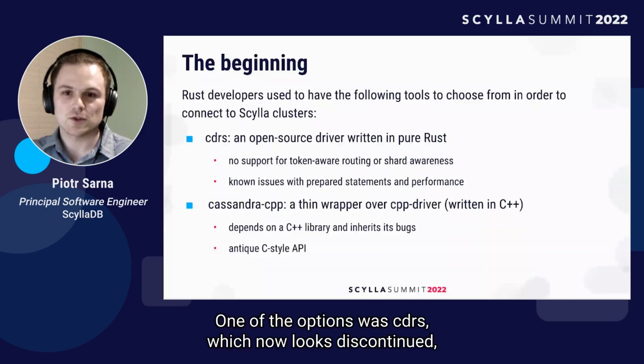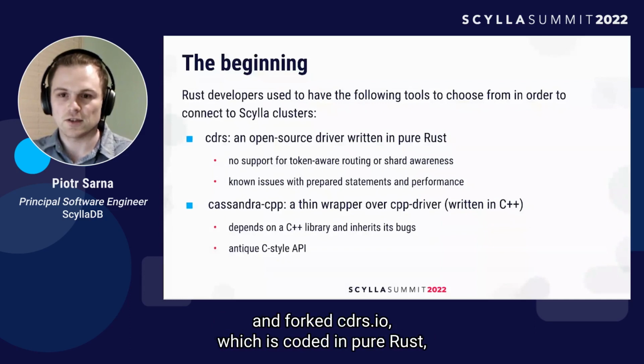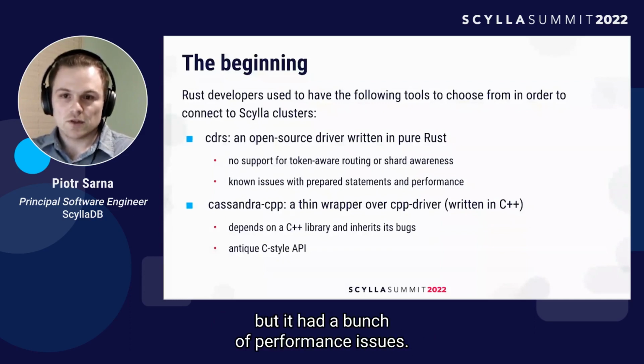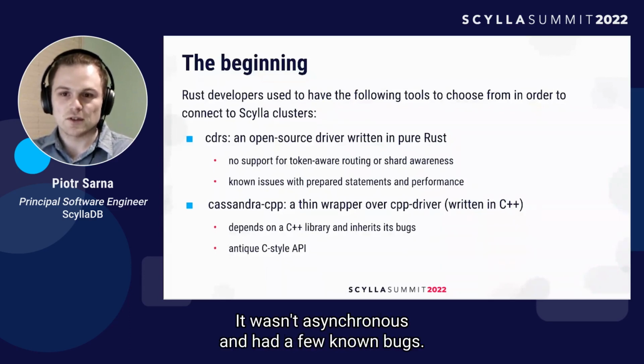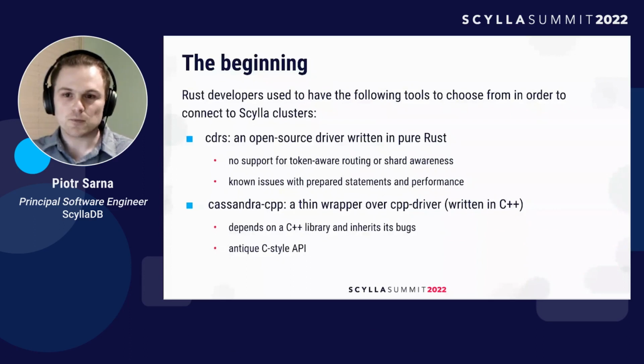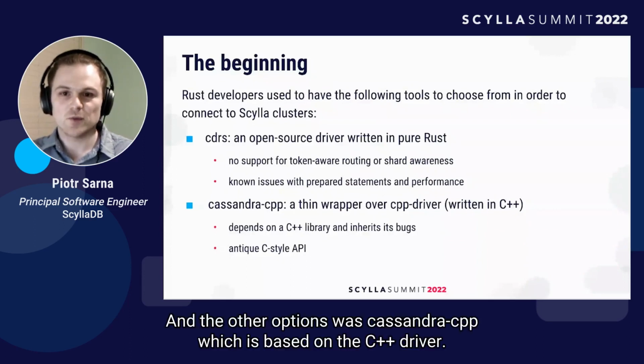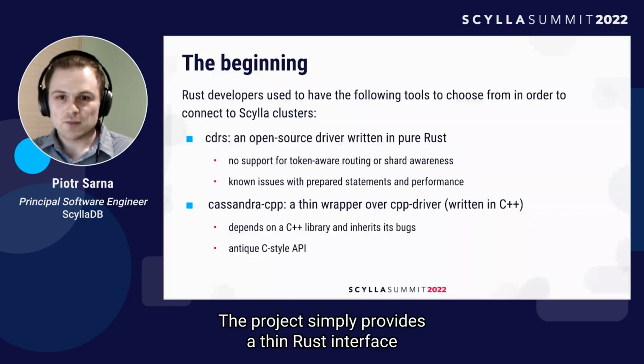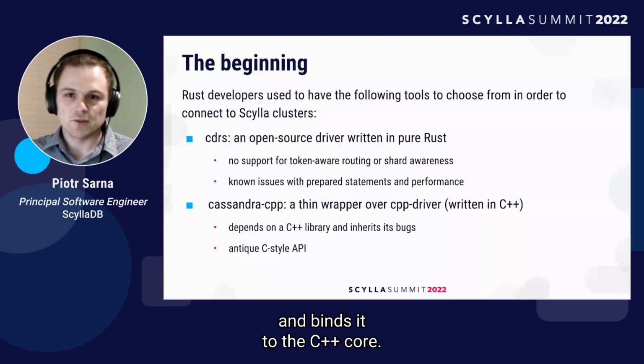One of the options was CDRS, which now looks discontinued and forked as CDRS Tokio, which is coded in pure Rust, but it had a bunch of performance issues, wasn't asynchronous, and had a few known bugs. The other option was Cassandra CPP, which is based on the C++ driver. The project simply provides a thin Rust interface and binds it to the C++ core.